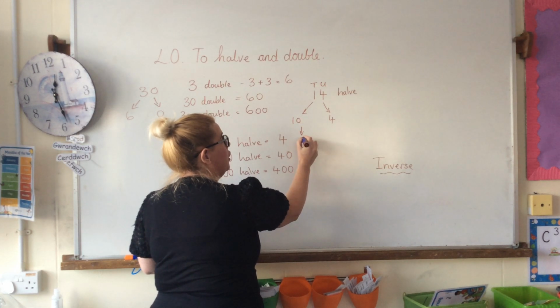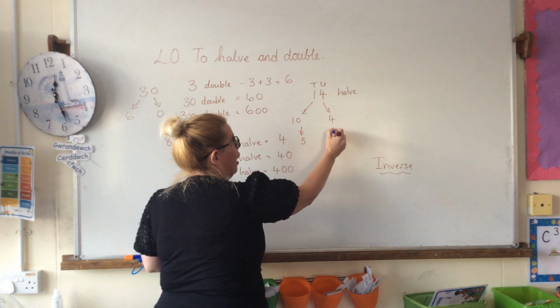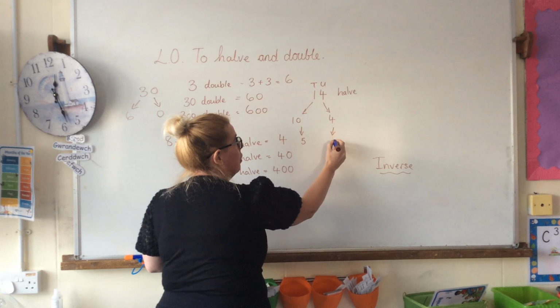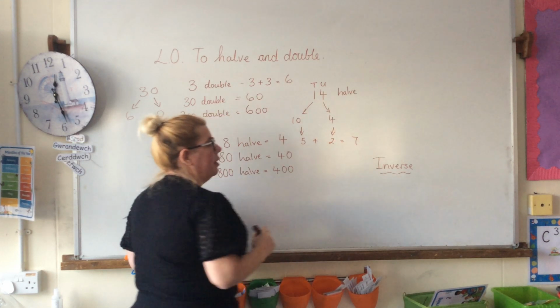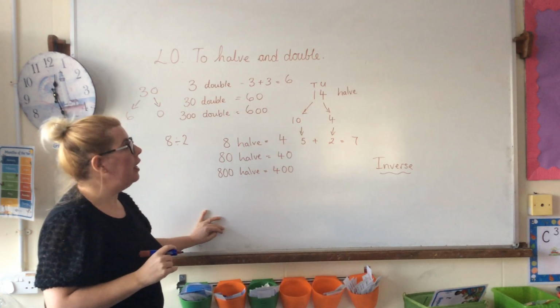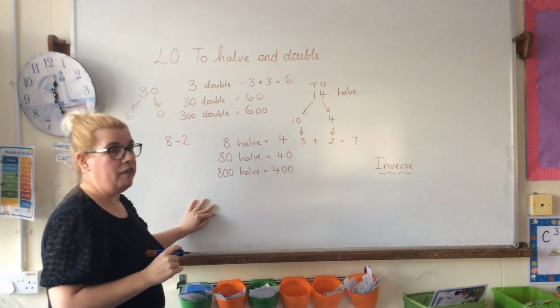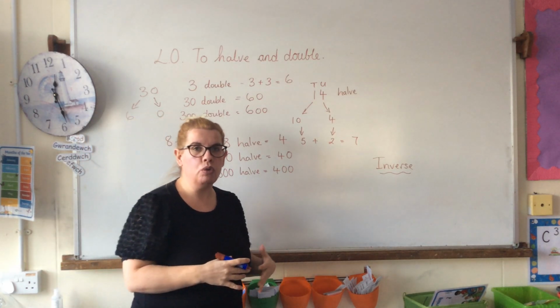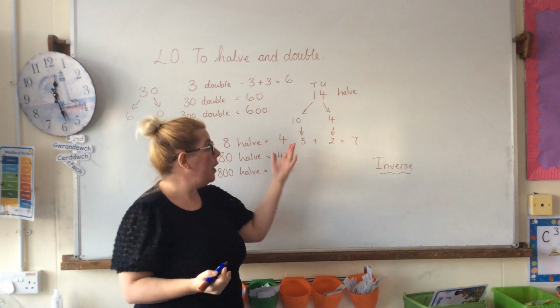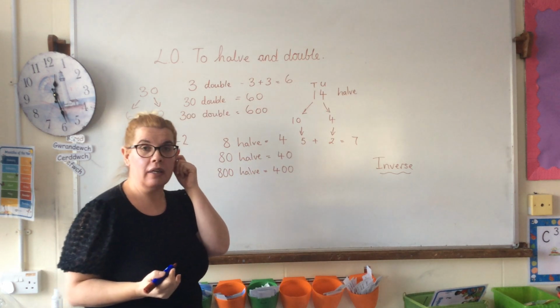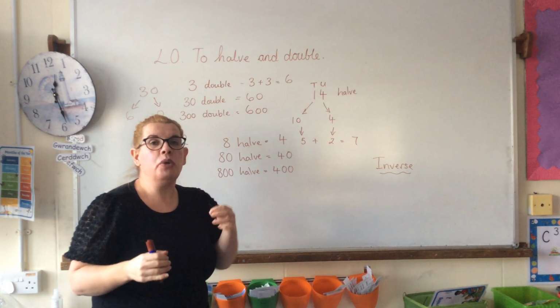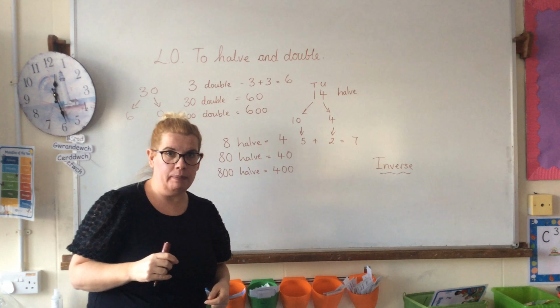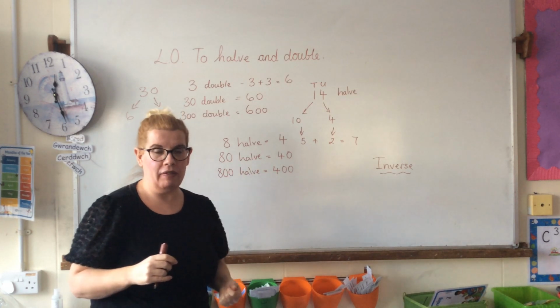Half of 10 we already know is 5. Half of 4 we know is 2. 5 add 2 equals 7. Okay, so half of 14 is 7. It's an easy way of working it out, and the more you do the halving and doubling by using the partitioning method, the easier it'll get, and you will know instantly what half of 14 is, what double 7 is.